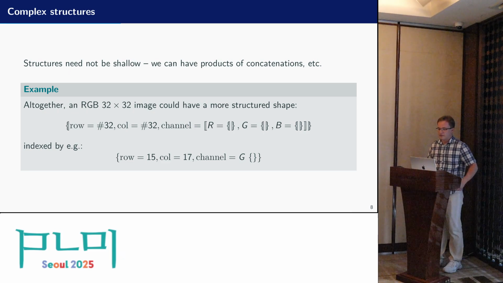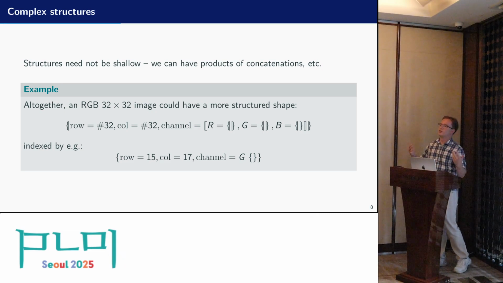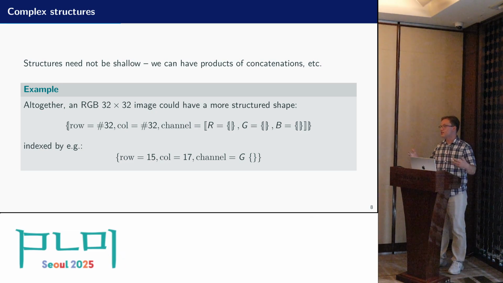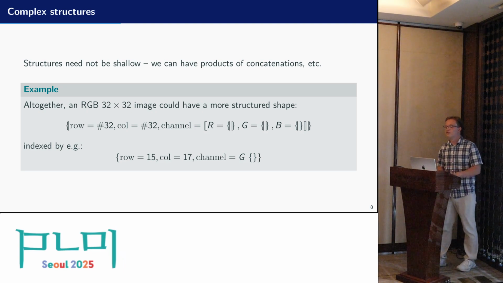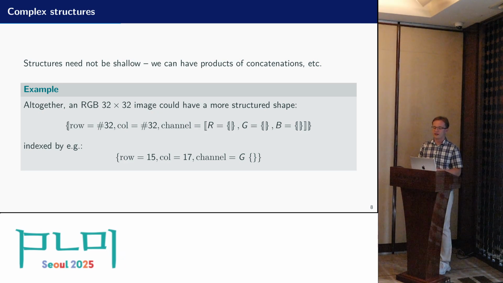Okay, so now you can make more complex structures out of this as well. It's not just that I can make a product of integers, and there's size shapes and concatenation of size shapes, but I can have products of concatenations. So for instance, I can refine the type I use for RGB images.